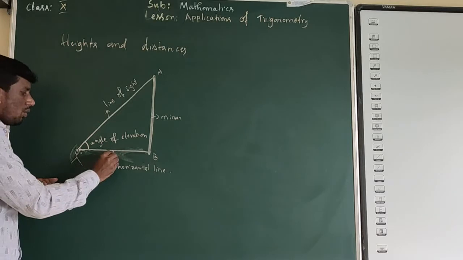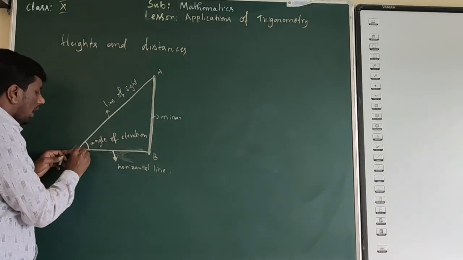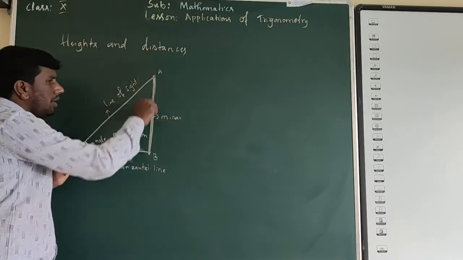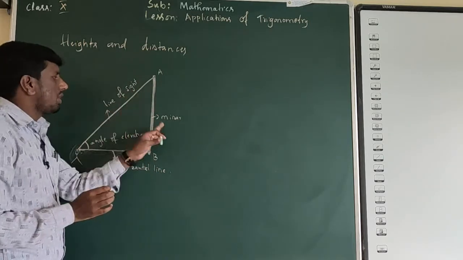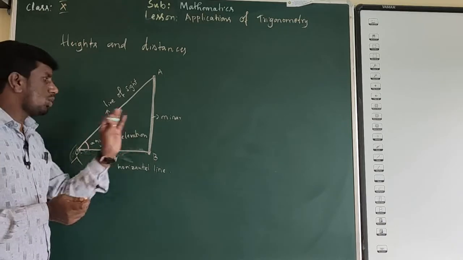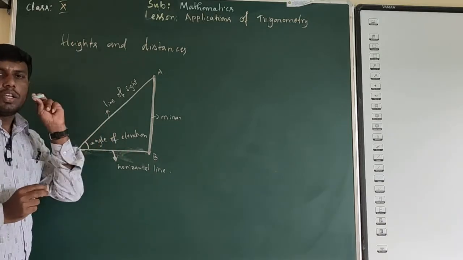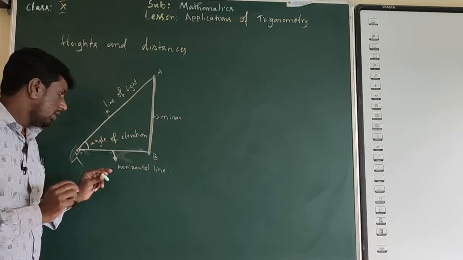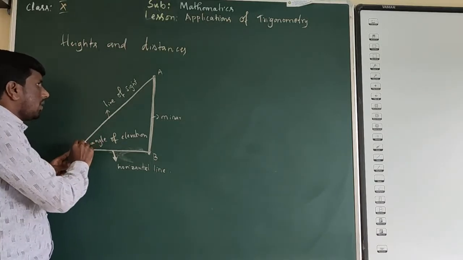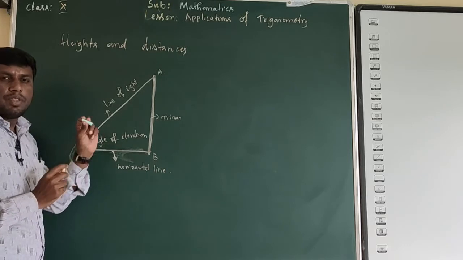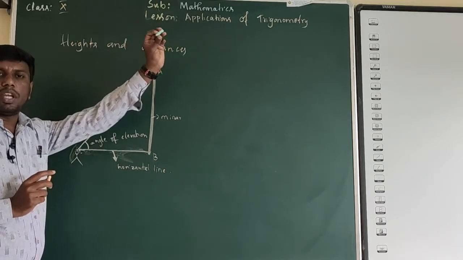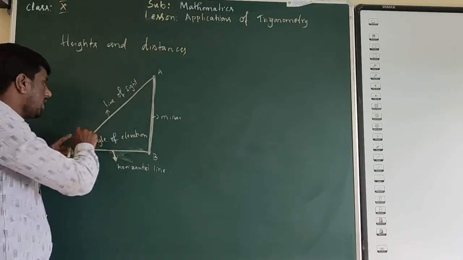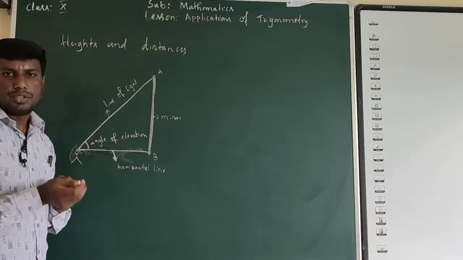So understand what you mean by the horizontal line: the line drawn from the observer to the foot of the object. Here the object is the minar. So from the eye of the observer to the foot of the minar, that is the horizontal line. Then line of sight: it will be from the eye of the observer to the top of the object, the top of the minar.